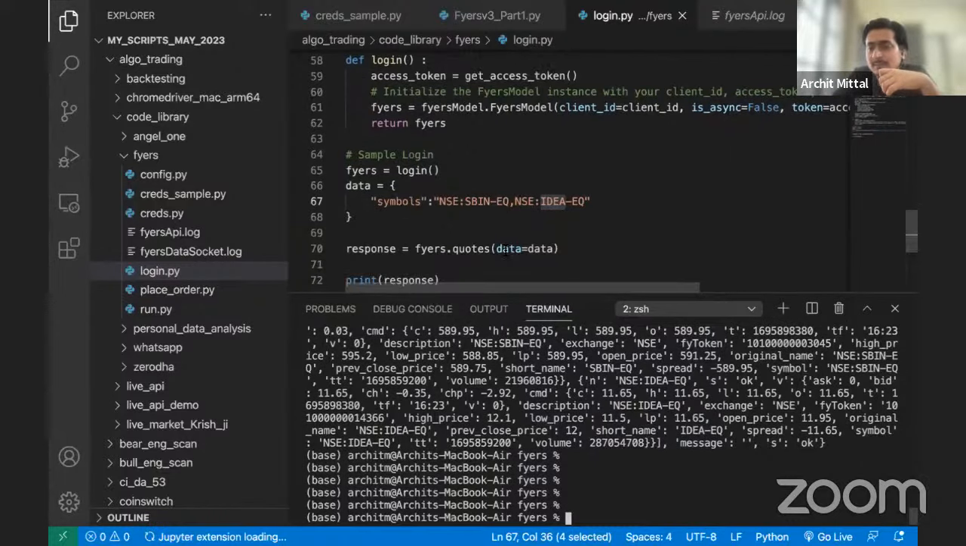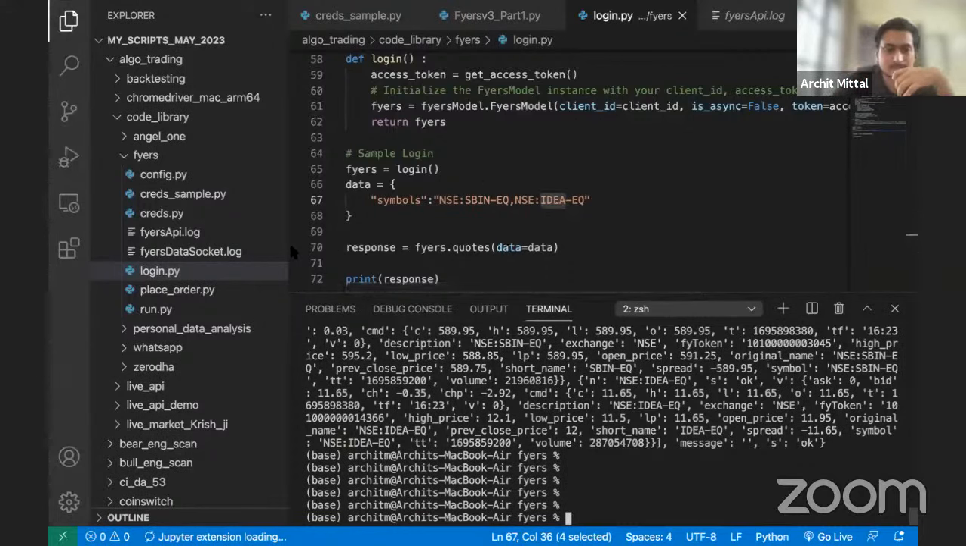Can you give me some symbol which is currently open in the market? Any commodity trader or currency trader here? USD INR. Okay. Where are you writing this code?